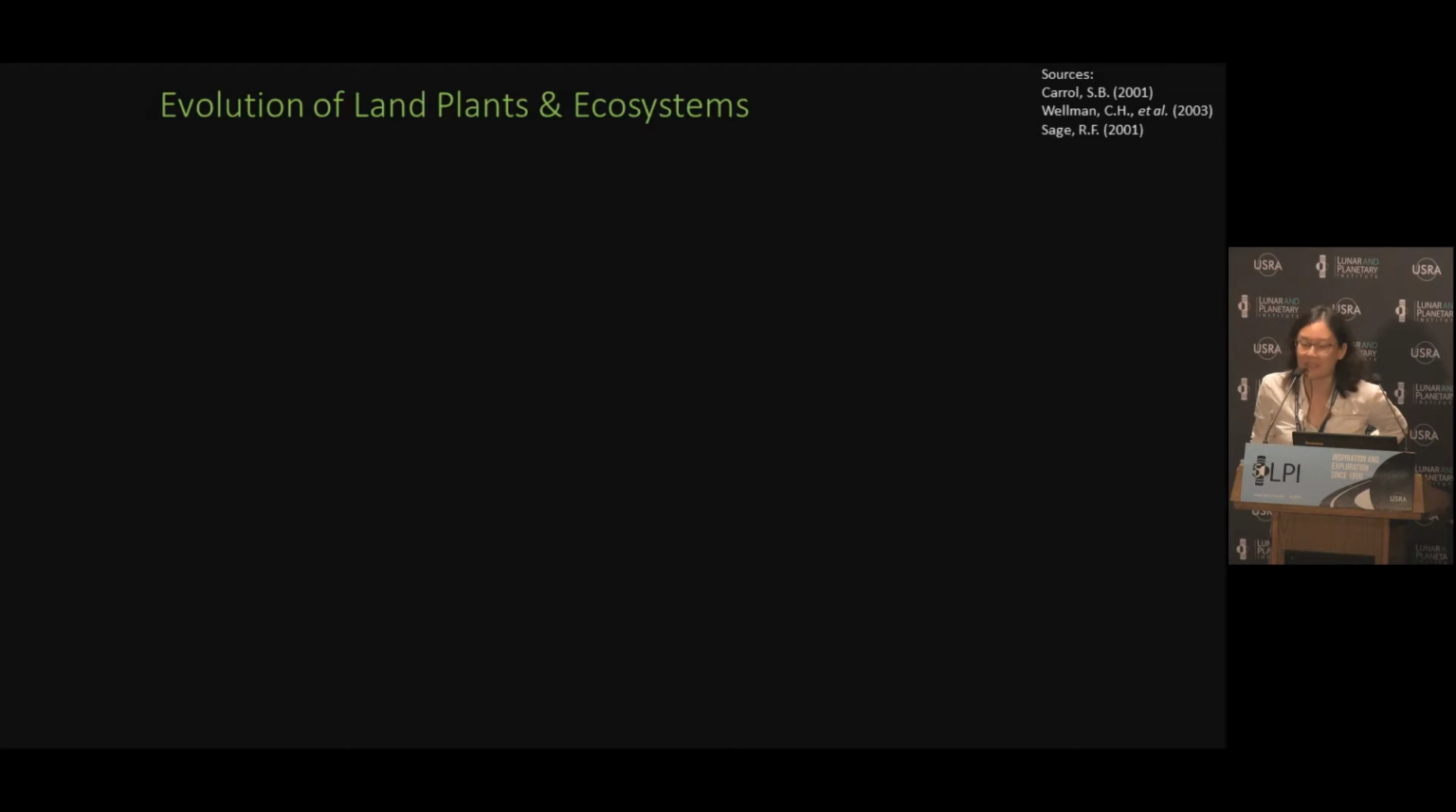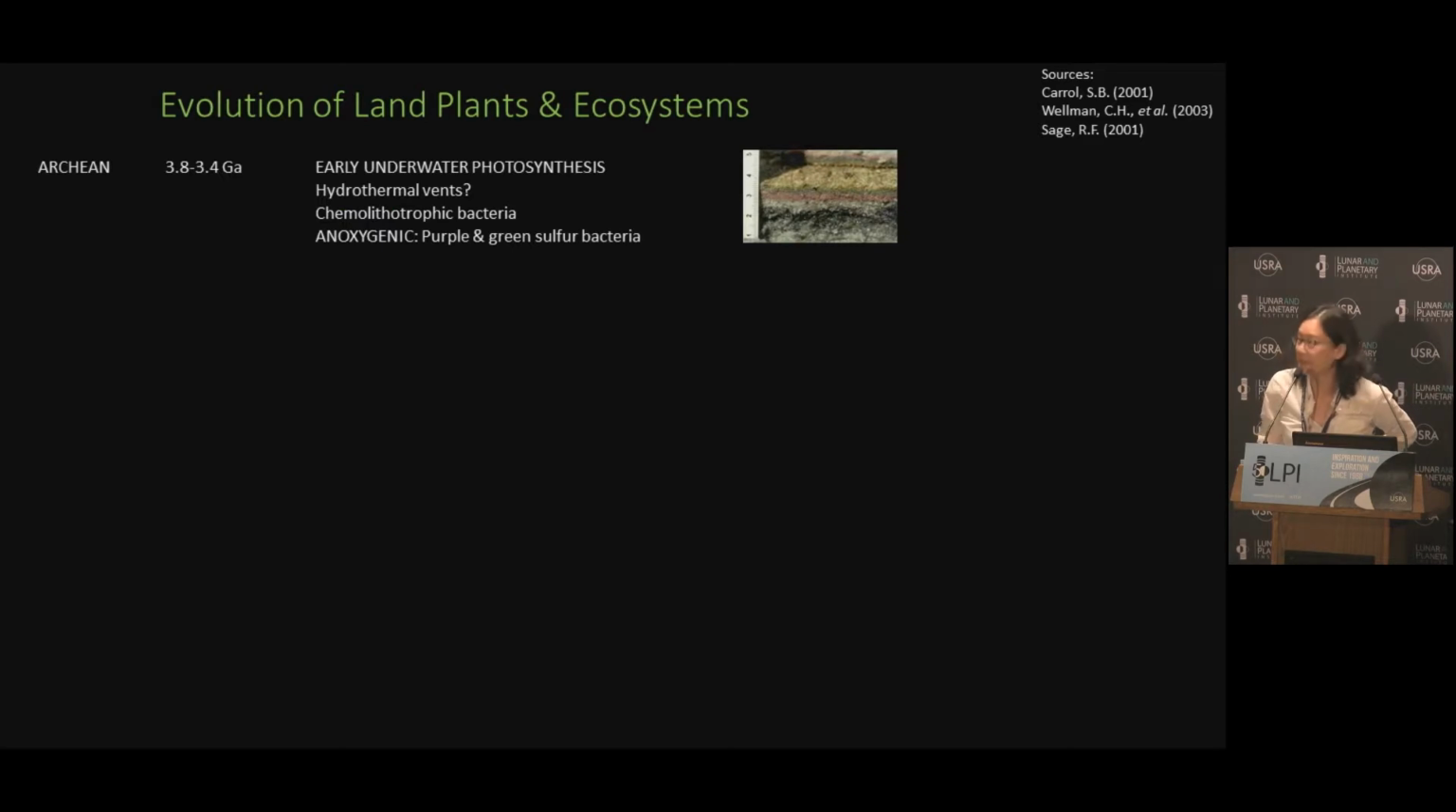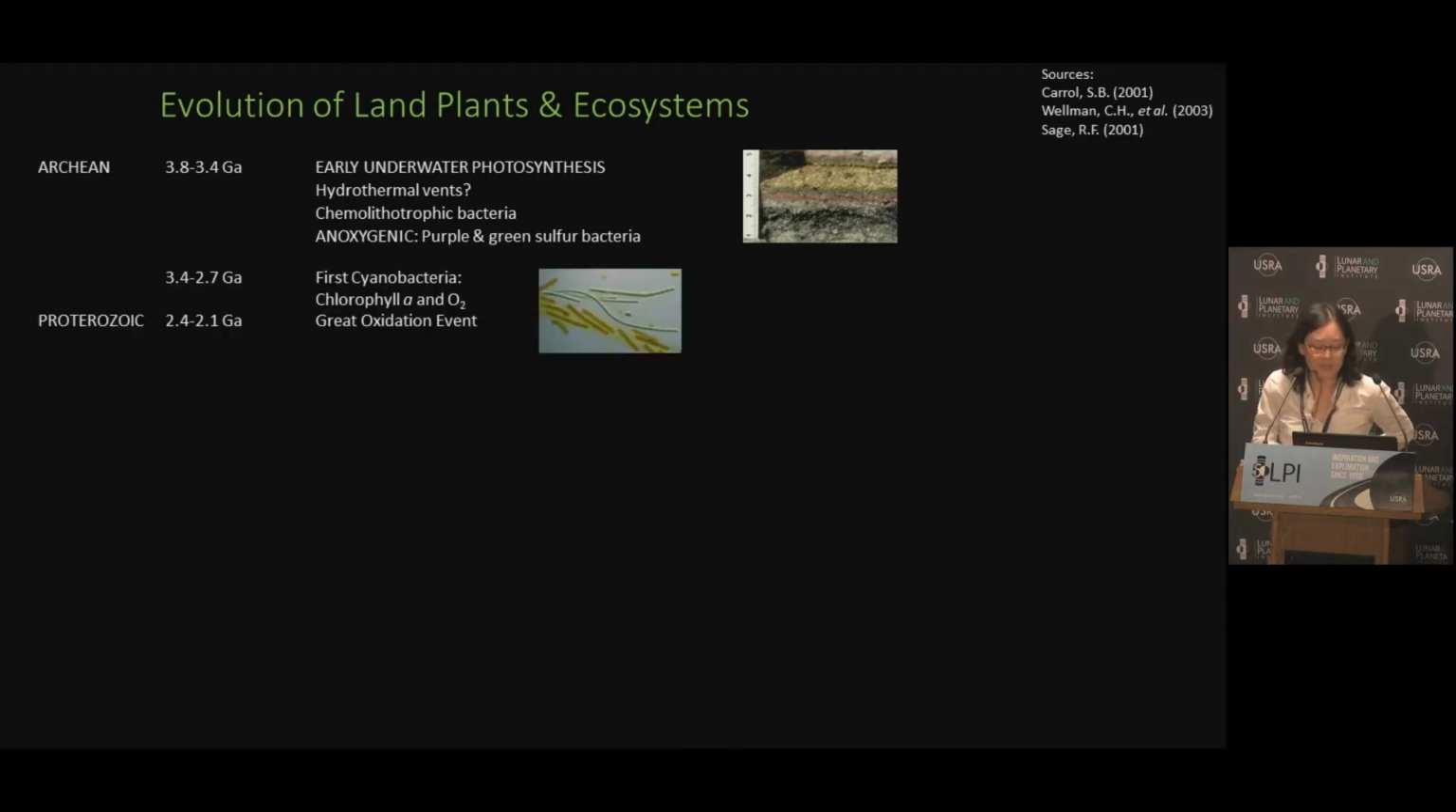But how did plants get onto land in the first place? As Stephanie and Chris set up, anoxygenic photosynthesis started out in our Kiang. This picture of purple and green sulfur bacteria and microbial mat. Then finally, cyanobacteria figured out how to use chlorophyll A to split water and evolve O2. And then we had the great oxidation event, which Tim Lyons likes to call the great oxidation transition.